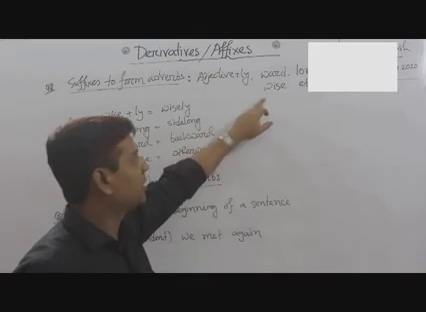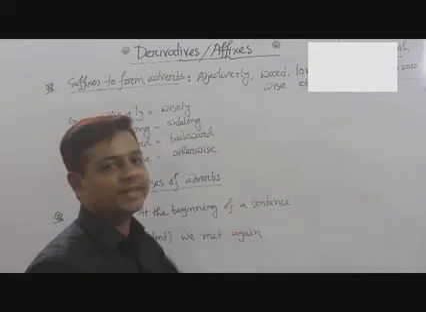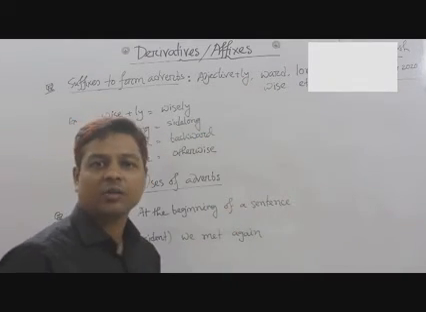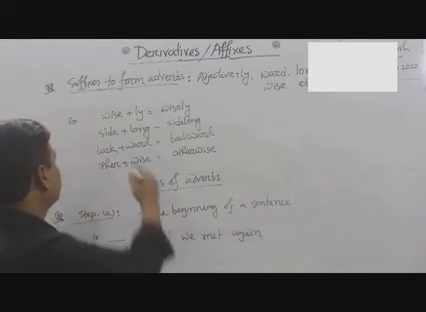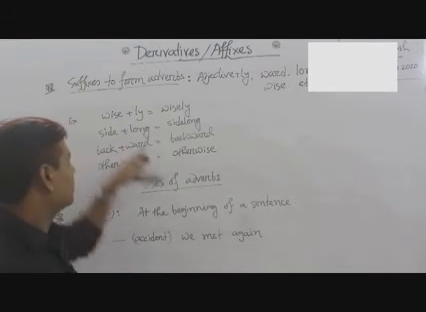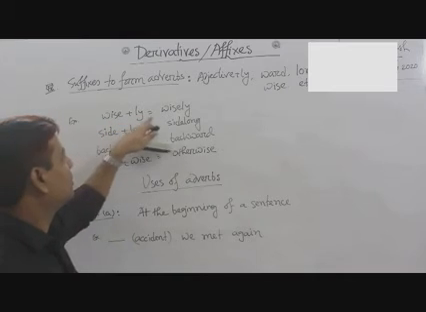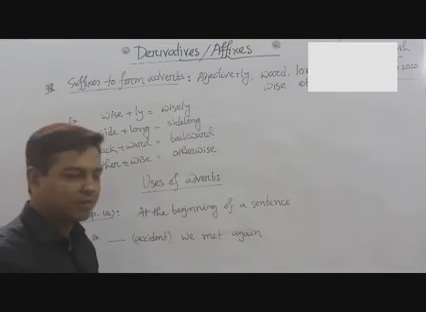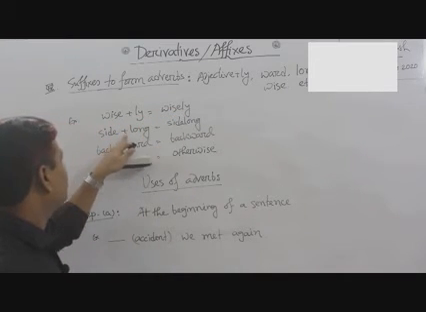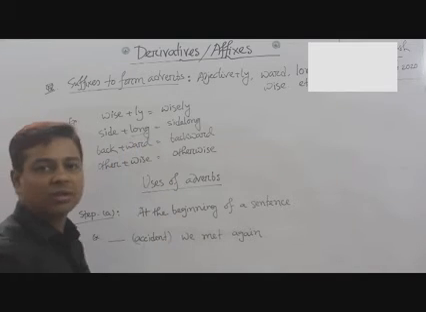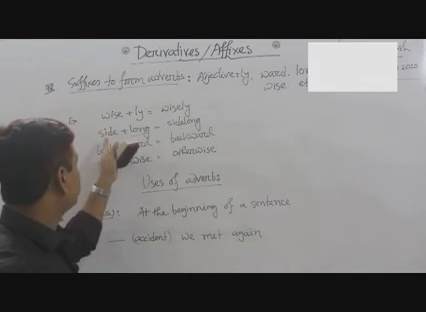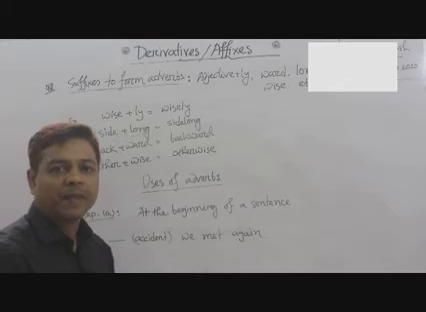Adjective plus ly, word, long, wise, etc. These suffixes are used to form adverbs. Here in the example we can see that wise plus ly. Wise is an adjective, plus ly equals wisely, an adverb. Next, side plus long. Sidelong. If we use the suffix long with side, sidelong becomes an adverb.